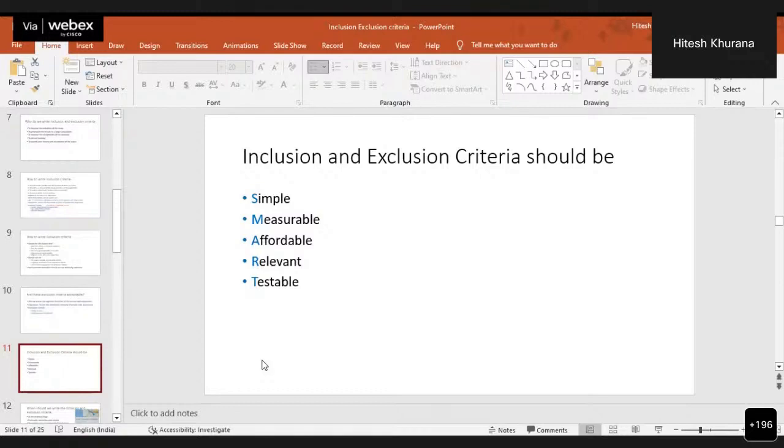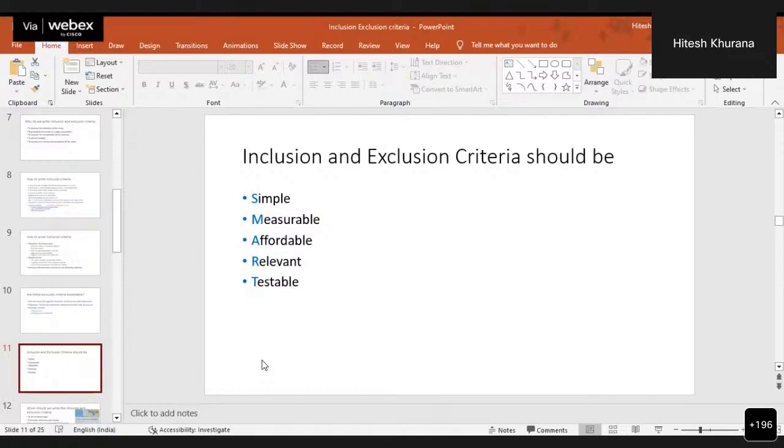Relevant. These should be designed as per the needs of our research question. This should help in answering the research question, and should not create any kind of obstruction, or be totally neutral or indifferent to the research question.